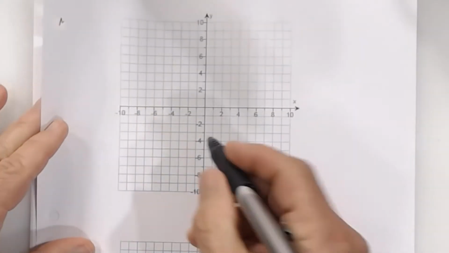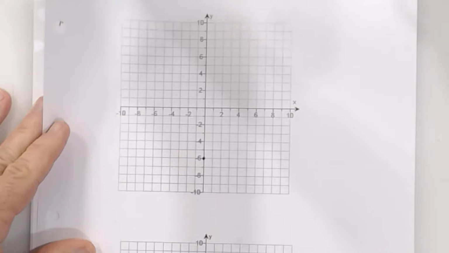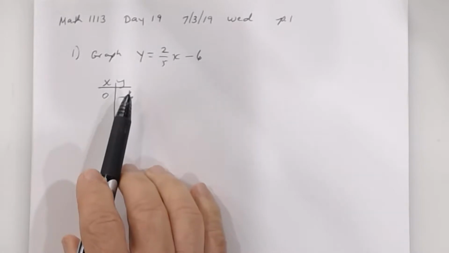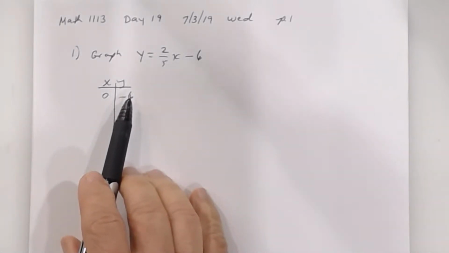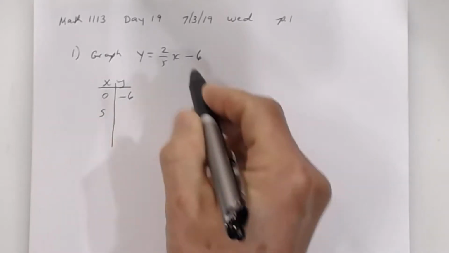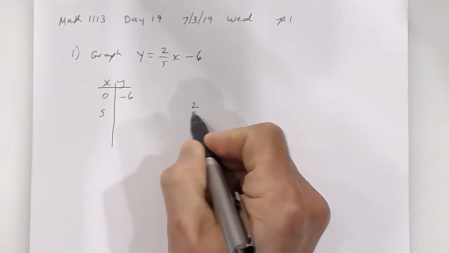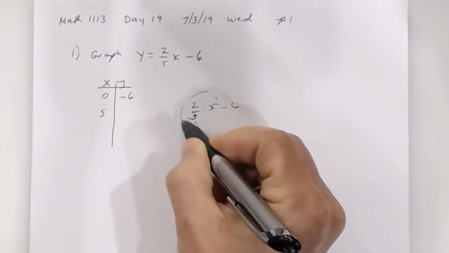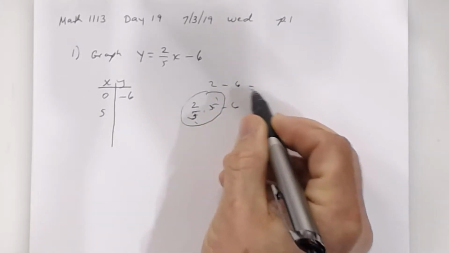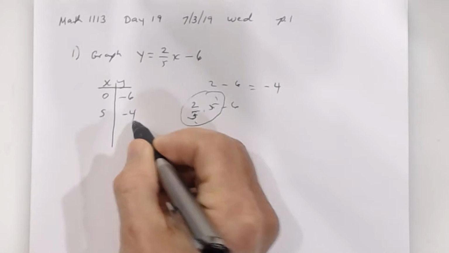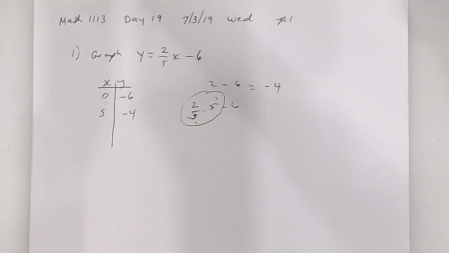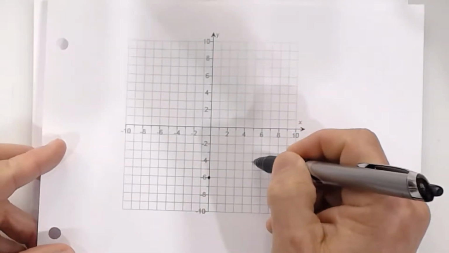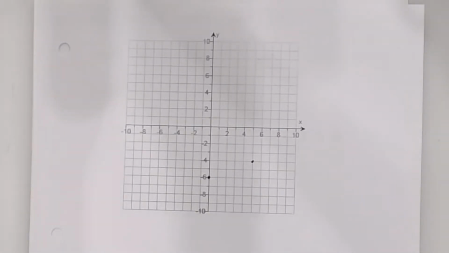So I'm going to plot the point 0, negative 6, which is here. And then I just need one more point. So give me another value for x that will make things a lot easier for me. 5. So if x is 5, I get 2 fifths times 5 minus 6. The 5's divide out. So this part right here, that product's 2, and 2 subtract 6 is negative 4. So I plot the point 5, negative 4. So 5, negative 4 is right here, and then you just draw your line.